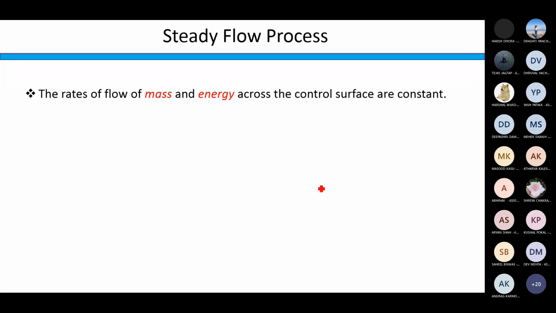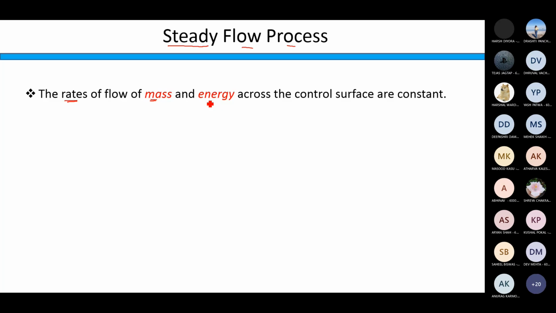So moving further, we'll talk about the steady flow process. Now what we mean by steady, first of all, we have to understand these single words, like what is steady flow process we already talked about. So what do we mean by steady flow process? The first point, the rates of flow of mass and energy, these two are important words. The rates of flow of mass and energy across the control surface are constant.